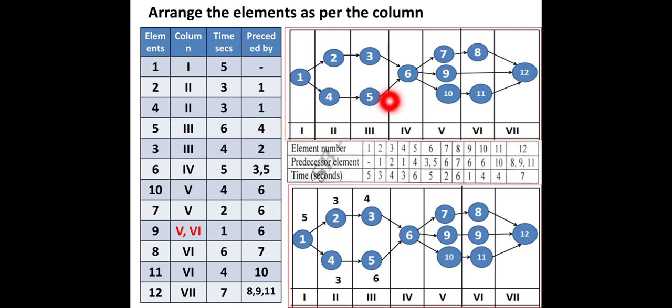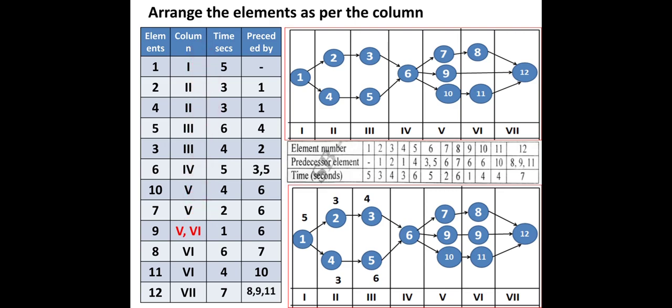Okay, similarly in column number 5, elements 7, 9 and 10: 10 has the maximum time, so I have listed it first, followed by the next maximum, followed by the next maximum. In this way, column wise you need to arrange the elements.